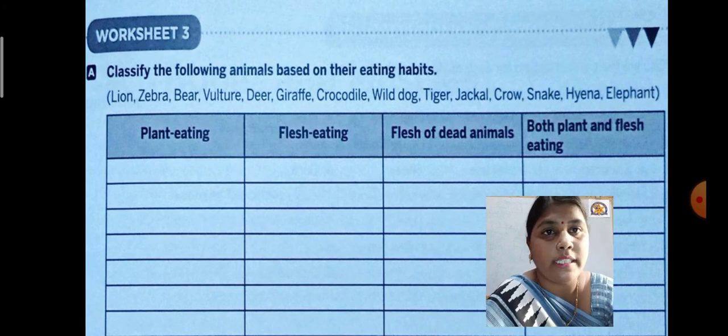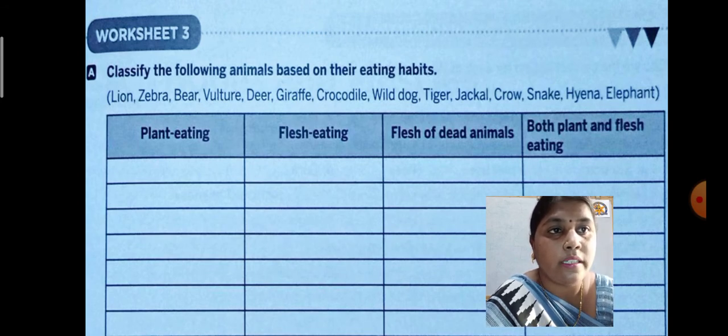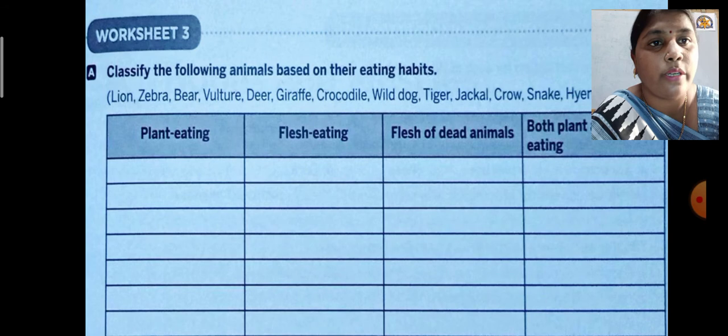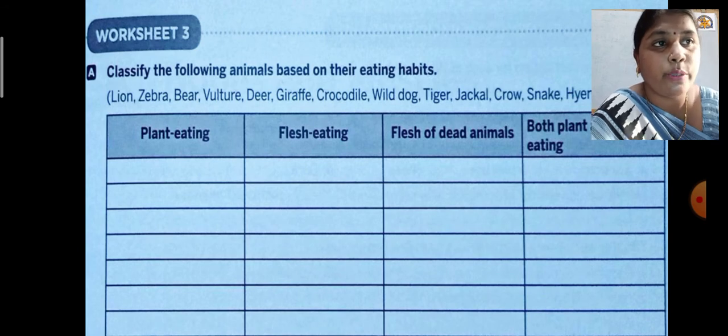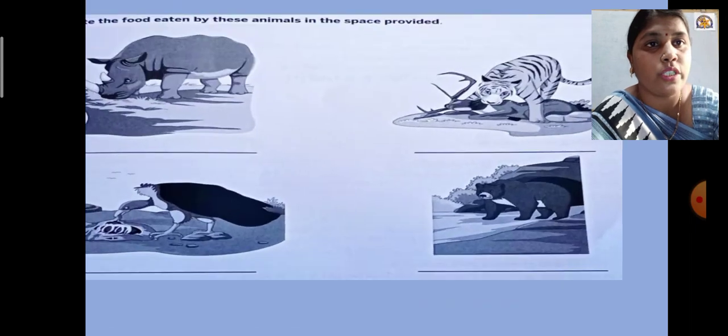So see, what are the animals? The names of the animals are lion, zebra, bear, vulture, deer, giraffe, crocodile, wild dog, tiger, jackal, crow, snake, hyena and elephant. So in this way you have to sort out, and make a chart in your notebook, and write down here. Okay, so I hope you understood how to solve worksheet 3.